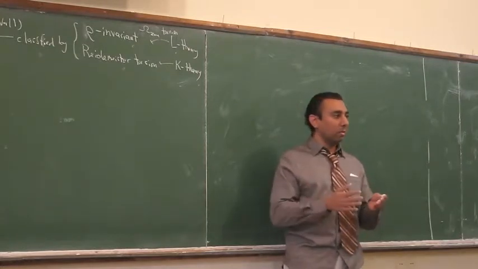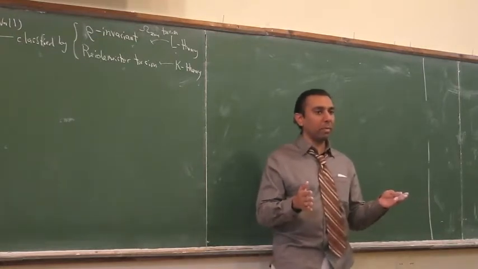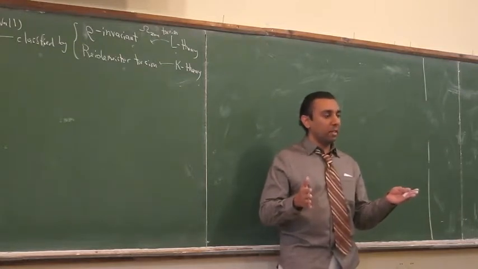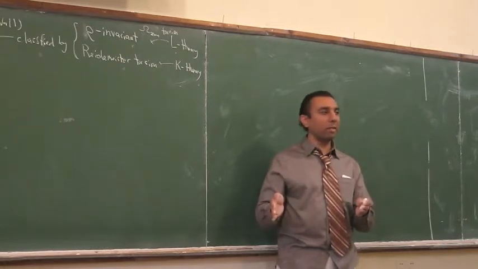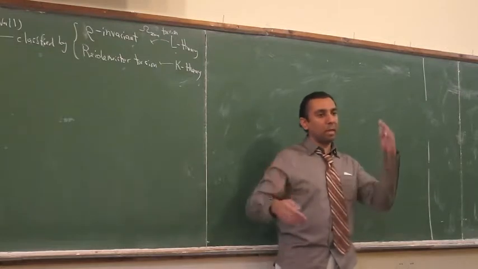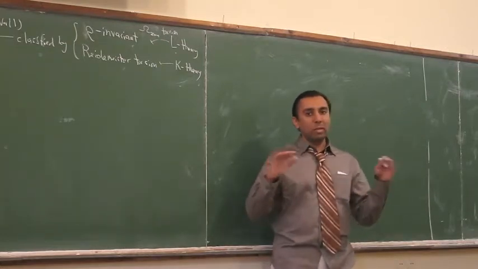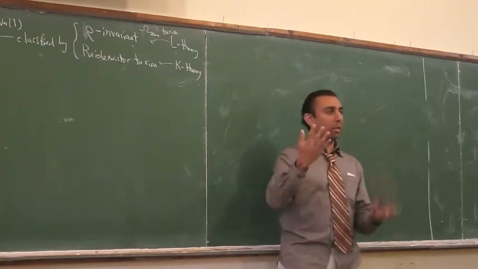Signature means, for a symmetric bilinear form, say over the integers, the number of positive eigenvalues minus the number of negative eigenvalues. Because it's symmetric, all the eigenvalues are real. And if you assume it is non-singular, then you don't have zero eigenvalues, you just have positives and negatives.